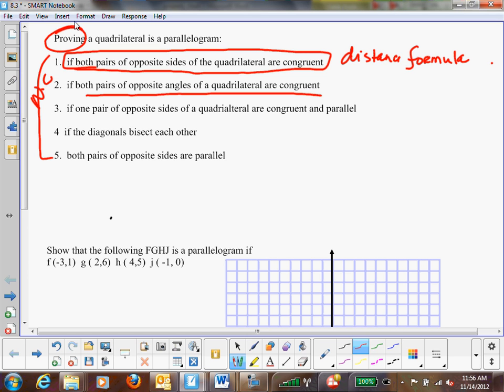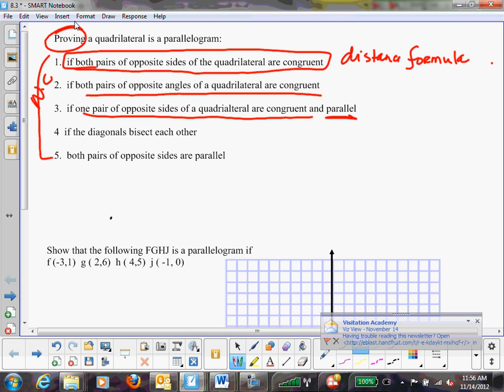Okay, both pairs. So we need to be able to say that they are by seeing it in the picture. We really can't prove it right now. But maybe you can see it. One pair of opposite sides are congruent and parallel. So I choose a set of sides. I must show that they are both congruent and they are parallel. What am I using for those set of points?